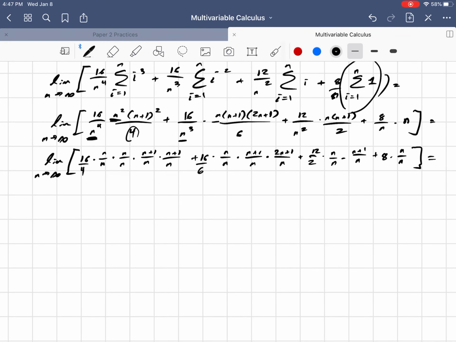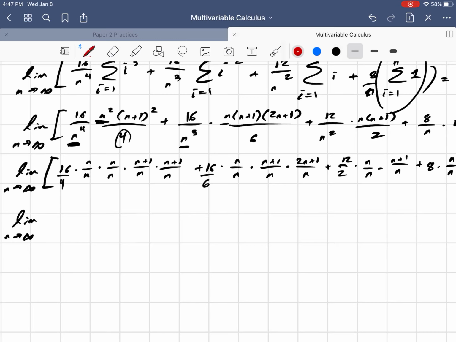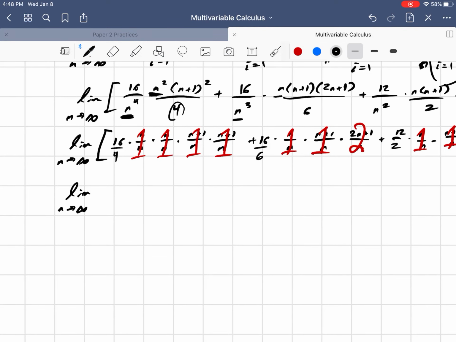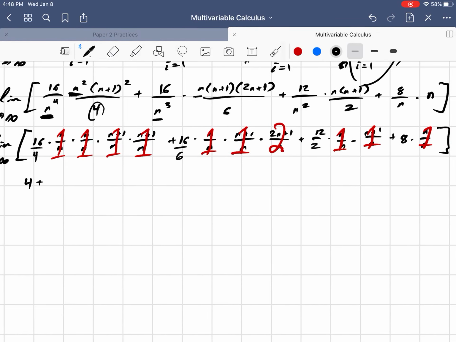Okay. Now, look at this limit. We get the limit as n increases without bounds of n over n is 1, n over n is 1, n plus 1 over n is 1, n plus 1 over n is 1, n over n is 1, 1. This is a 2 because we have 2n plus 1. 1, 1, 1. It's really that easy. Now, 16 over 4 is... Oh, and we've already taken the limit, so I can get rid of this now, right? That's what happens when we evaluate those limits in red there. So we get 4, and that's all being multiplied by 1, which is still 1.